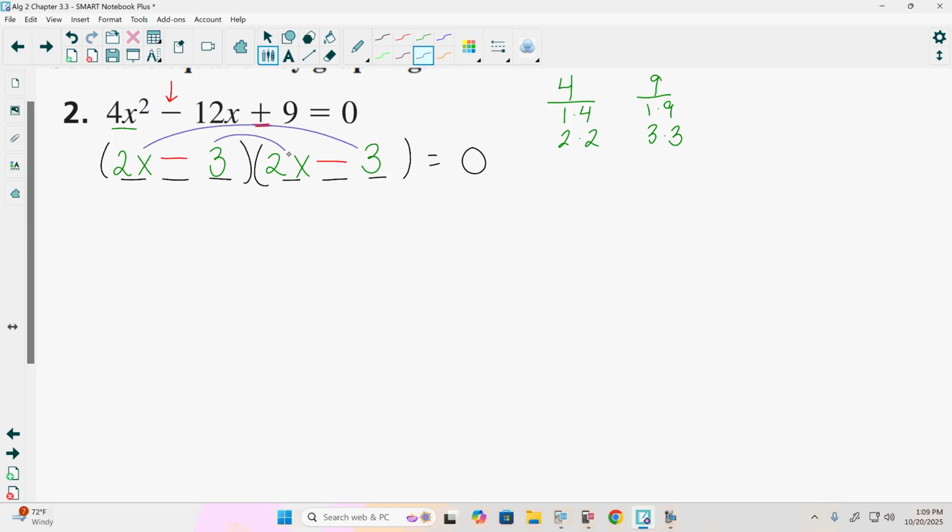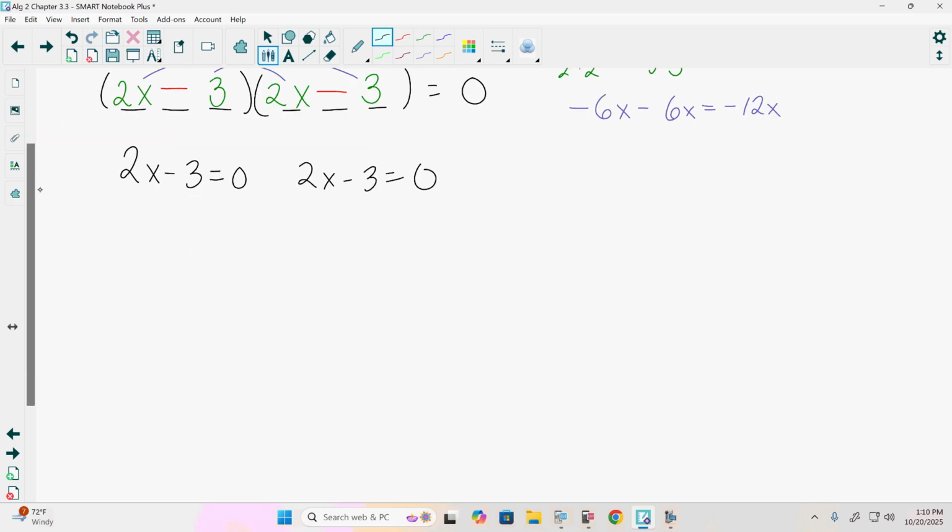And we can check and make sure we get the correct middle term. 2x times negative 3, 2 times negative 3 would be negative 6x. Negative 3 times 2x would also be negative 6x. And negative 6x minus 6x, negative 6 minus 6, would indeed be negative 12x, which is the middle term we wanted. Now, because we do have two things multiplied together to equal 0, one of those has to be 0. So either 2x minus 3 is 0, or 2x minus 3 is 0.